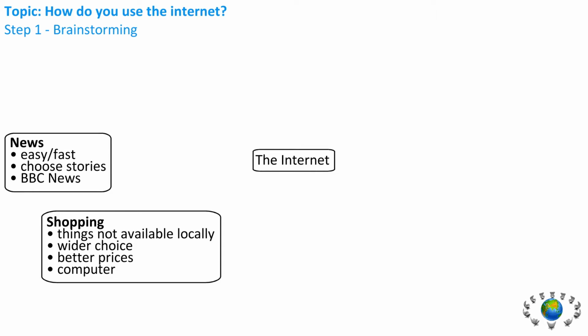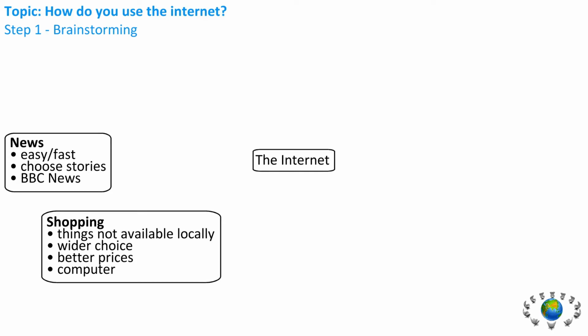Another reason is that perhaps there are better prices than I can find locally. So on my paper, write down better prices. Again, it's a good idea if you can give an example. So, when I bought my computer, I bought it online. I write down computer. Okay, we'll continue with other things I use the internet for.